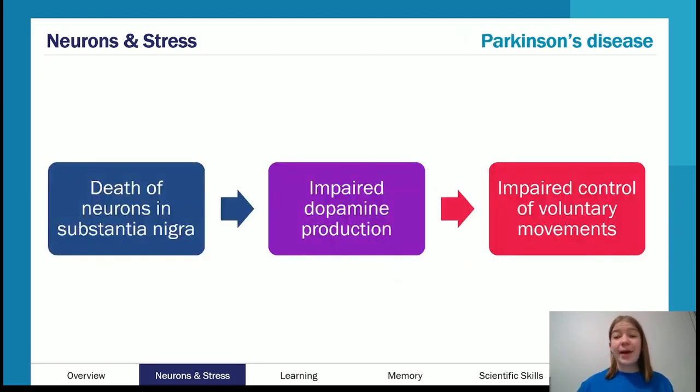So if we think about Parkinson's disease, because dopamine is important, with an excitatory role in initiating motor movements, when you have death of neurons responsible for producing dopamine, this then results in the symptoms of Parkinson's disease, such as impaired control of voluntary movements. I'm not going to spend too much time on this because it's not explicitly in anymore.